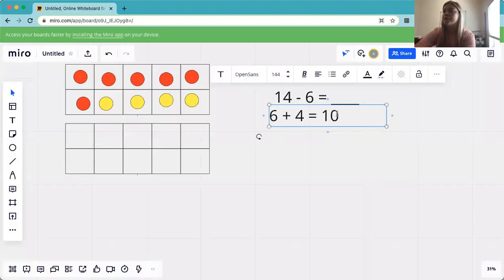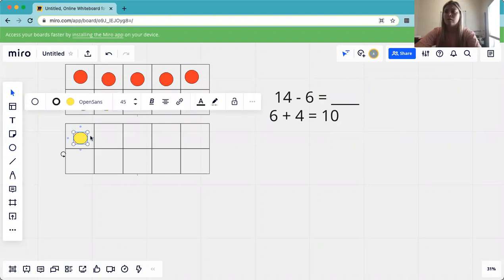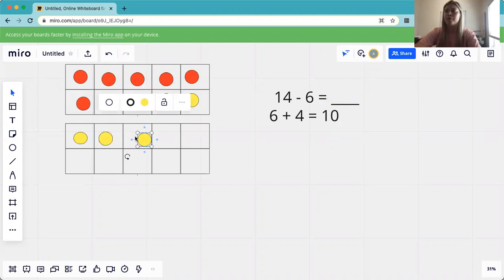Now looking at this, I know that I'm at 10 now. I need to get to 14. So I'm going to go 10, and I'm going to add some more yellow counters. 10, 11, 12, 13, and 14. So I had my 10 here. I'm going to look at that, and I know that my 10 plus my 4 equals my 14.